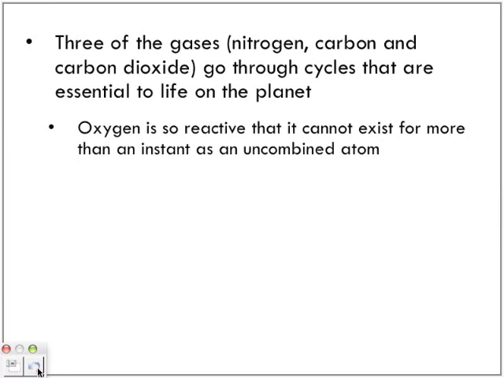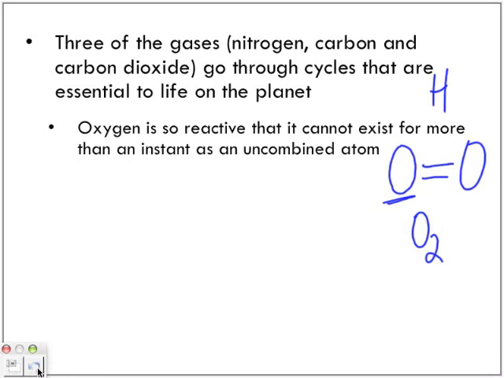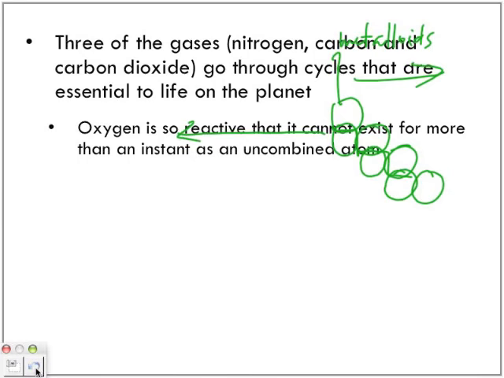Oxygen is so reactive that it cannot exist for more than an instant as an uncombined atom. So we look at oxygen as just O, but it is bonded to another O to form the oxygen gas as we know it, O2. So you'll never find just O by itself. This O always wants to bond really quickly because it doesn't exist for very long on its own. And we're going to talk about other atoms that exhibit the same thing, like hydrogen. It will never exist as itself. It will immediately bond with another hydrogen. But don't worry about that. You don't need to know that right now.